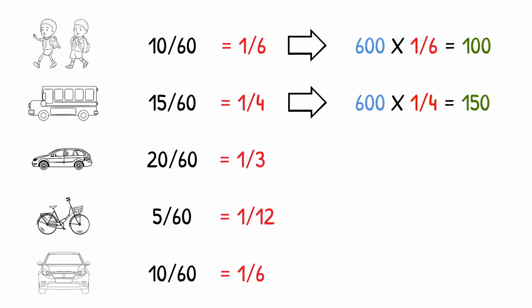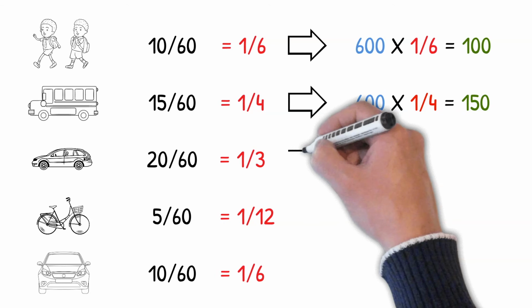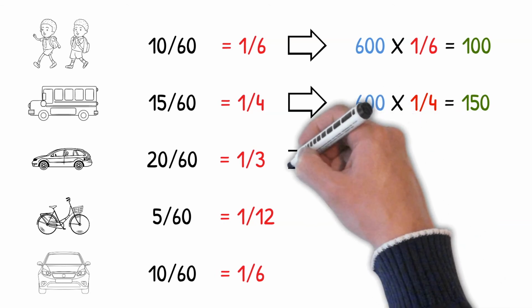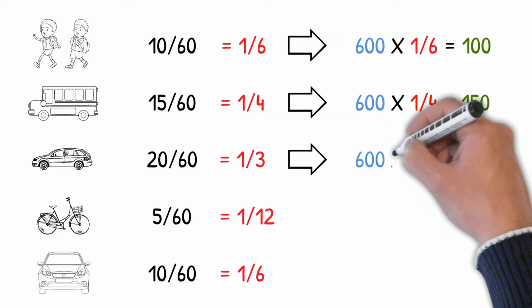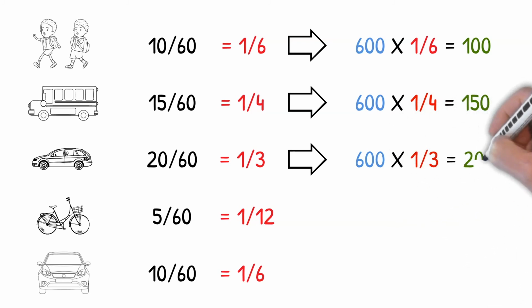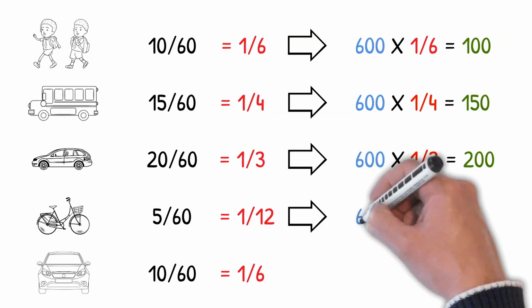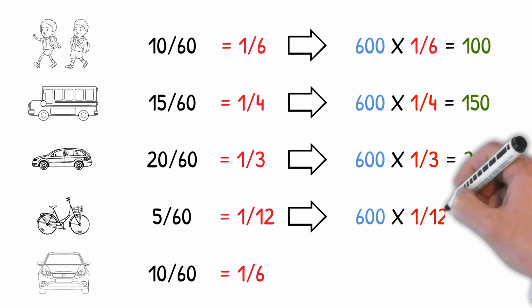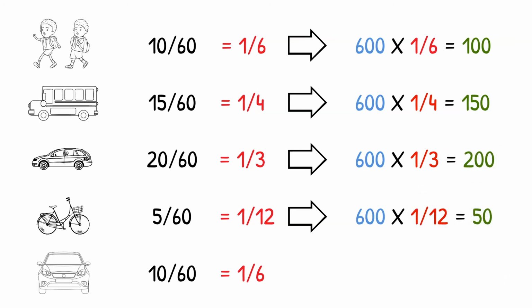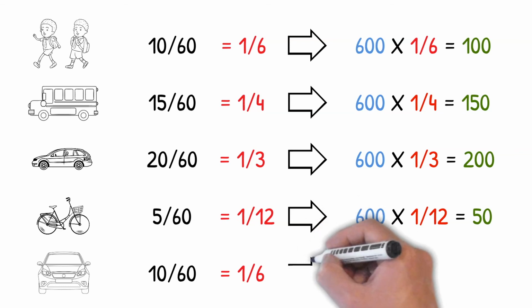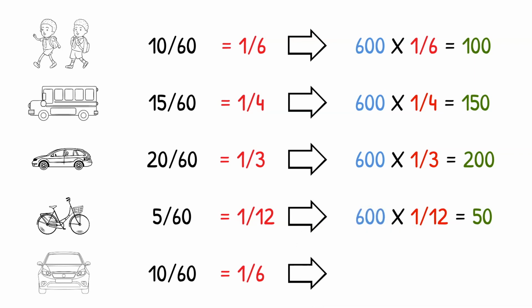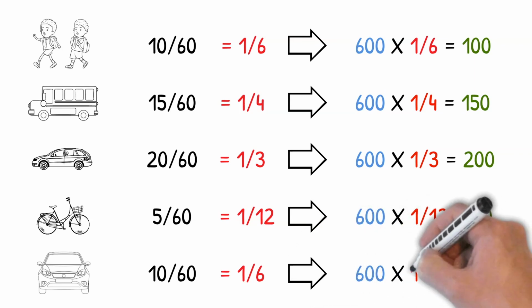Can you predict the number of students coming to the school by taxi? The prediction is 600 times 1 over 3 equals 200 students. Can you predict the number of students coming to the school by bike? The prediction is 600 times 1 over 12 equals 50 students. And finally, can you predict the number of students coming to the school by car? The prediction is 600 times 1 over 6 equals 100 students.